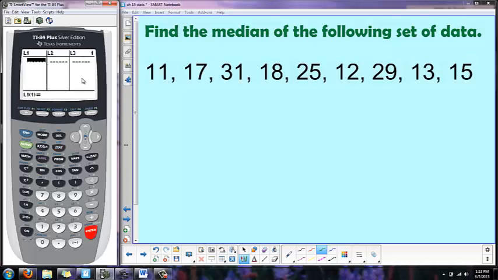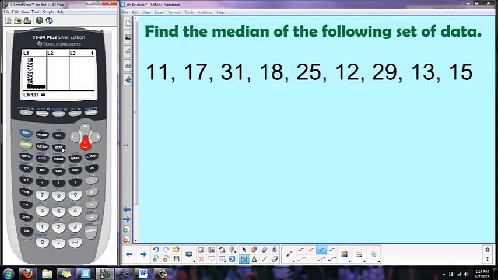The list is already cleared out, but if it wasn't, you could just go up onto L1, hit Clear, Enter, and it would clear everything for you. Then I just get to type in all these numbers into my list. So first one's 11, 17, 31, 18, 25, 12, 29, 13, and 15. And all we need to do is figure out what the median is.